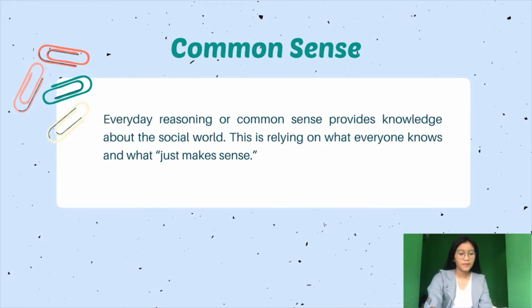Common sense. Everyday reasoning, or common sense, provides knowledge about the social world. This is relying on what everyone knows and what just makes sense. For example, it just makes sense that murder rates are higher in areas that do not have the death penalty, because it is common sense that people are less likely to kill if they face execution for doing so.